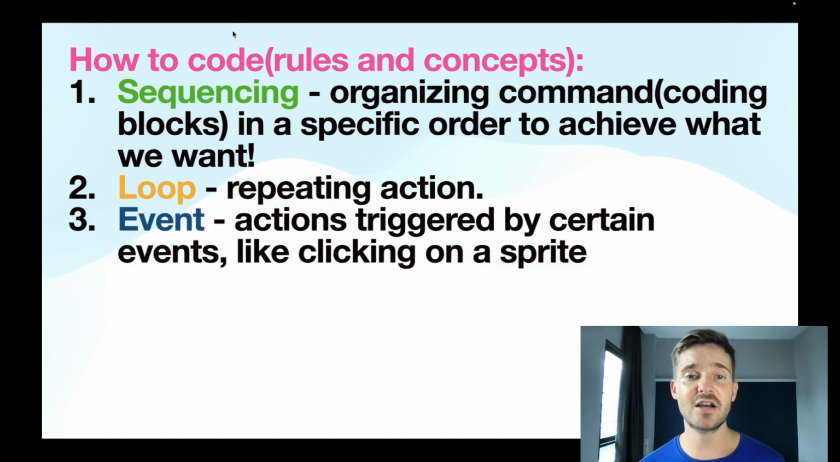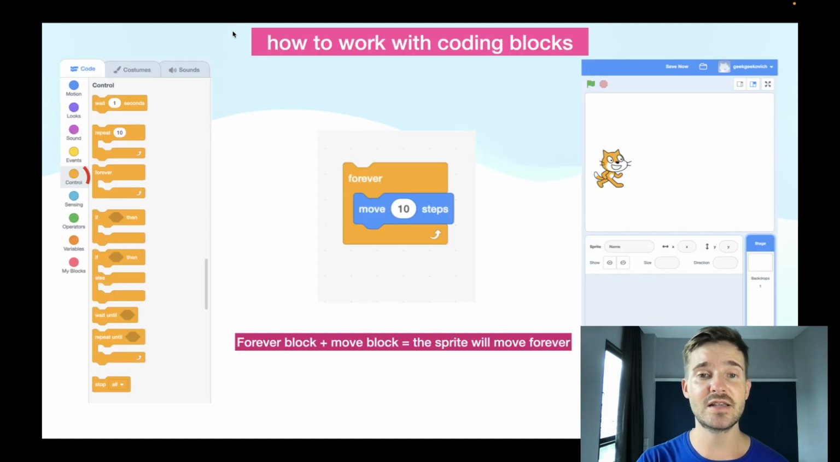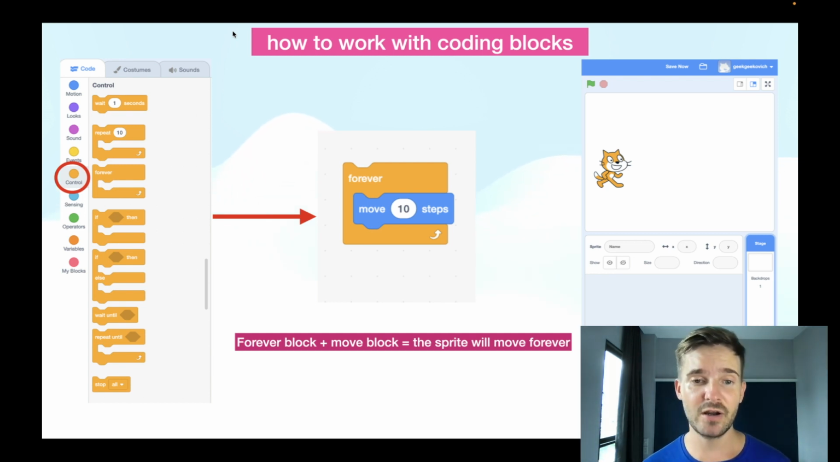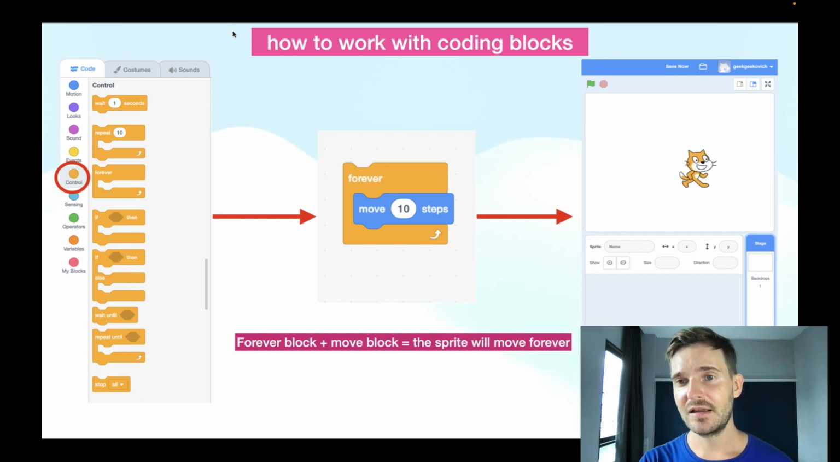And also the event rule. An event is an action triggered by certain events, like clicking on the sprite. For example, if you see there is a control circle which represents control blocks, and you see in the coding area a forever block plus a move 10 steps block. In this way, they work together: the forever block plus the moving block means a sprite is moving permanently, like forever. You see?